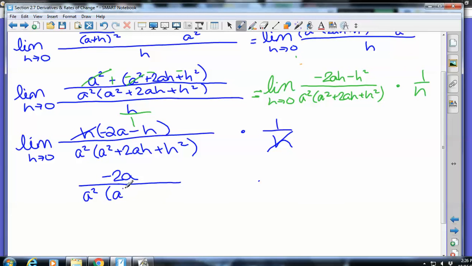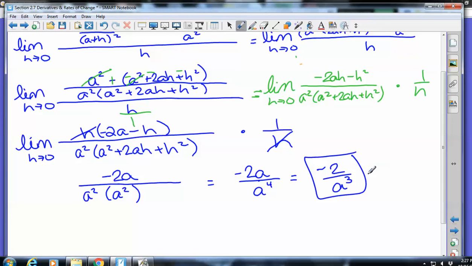And so we are left with a negative 2a on top, minus 0, so I could drop that. On the bottom I'd have a squared times a squared, those other terms would be 0. So negative 2a over a to the 4th, what happens there? Negative 2 over a cubed. Yep. Definitely.